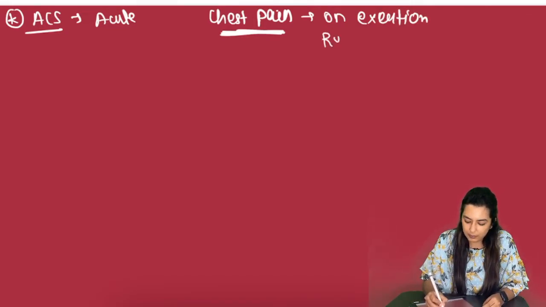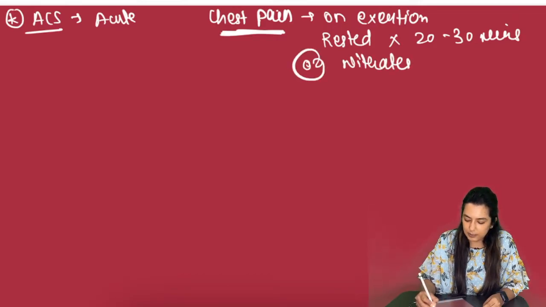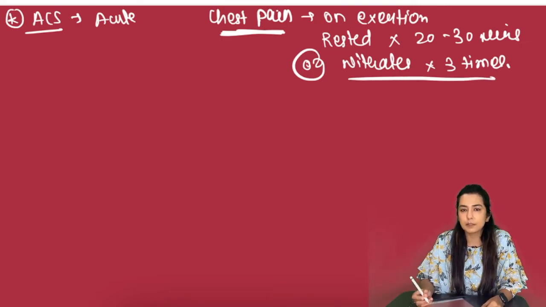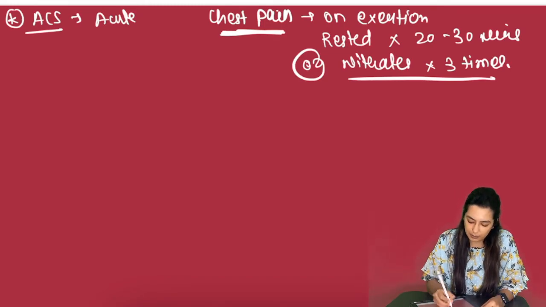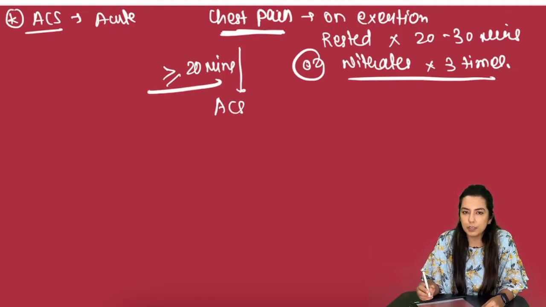The patient has already rested for 20 to 30 minutes or taken nitrate at least 3 times within a 5 minute gap. After resting for at least 20 to 30 minutes or taking nitrates 3 times, that chest pain has still not been relieved. That is the definition of acute. If chest pain is still persisting after 20 minutes, we can label it as ACS.